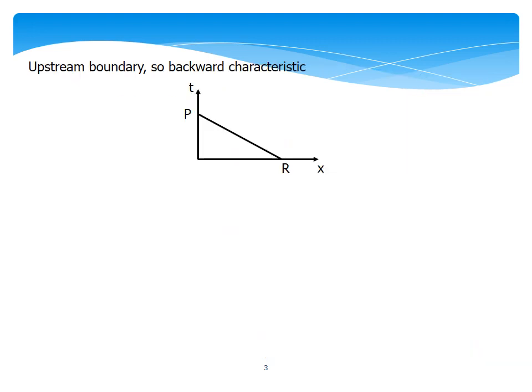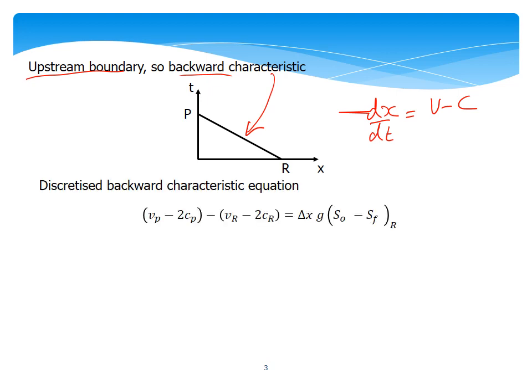So we've got an upstream boundary, so we've got a backward characteristic curve. There's our backward characteristic curve. What do we know about that curve? That dx/dt is equal to v minus c along that curve. Remember that? Backward characteristic. And along that line applies this discretized characteristic equation. We were given this in the question, and I've split this up, discretizing it.